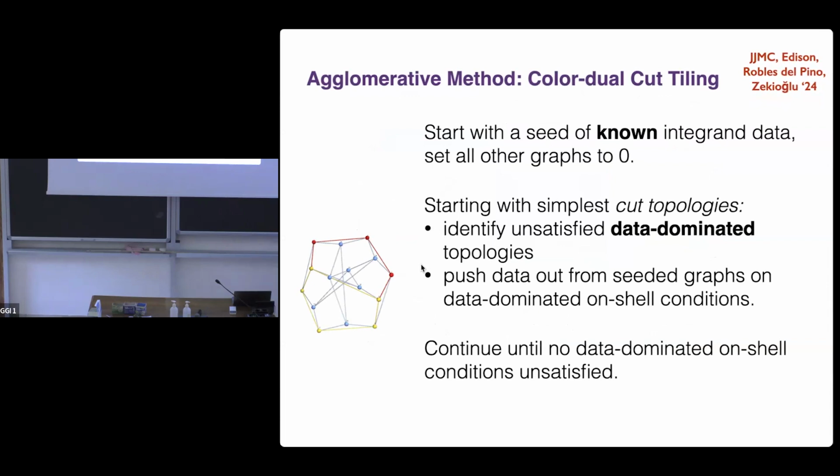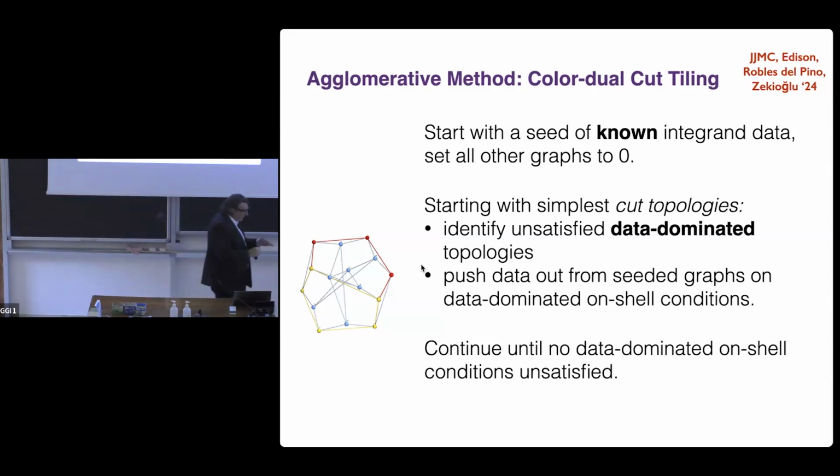You start with a seed of known integrand data. You set the contributions of all your other graphs to 0. And then, starting with the simplest cut topologies, the cut topologies with the minimal number of graphs contributing, you identify unsatisfied data-dominated topologies, so where your data controls all the data that's flowing around in a very specific sense that I'll explain shortly. And you push the data out from the data-dominated topologies to the rest of your graphs.